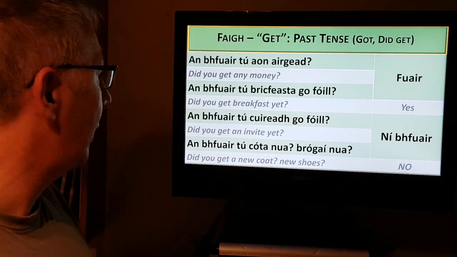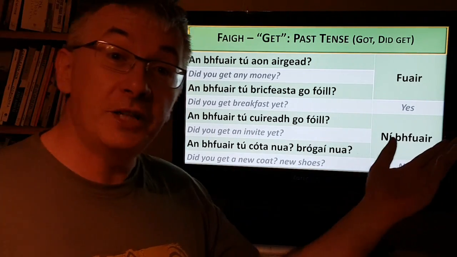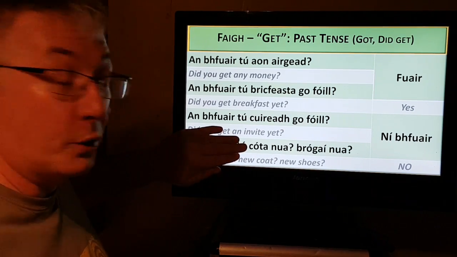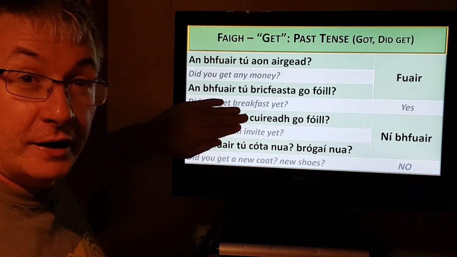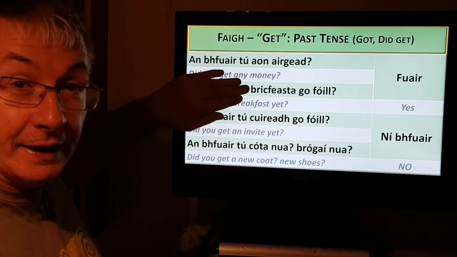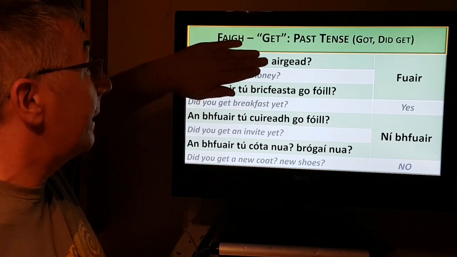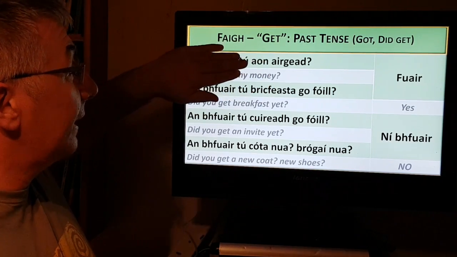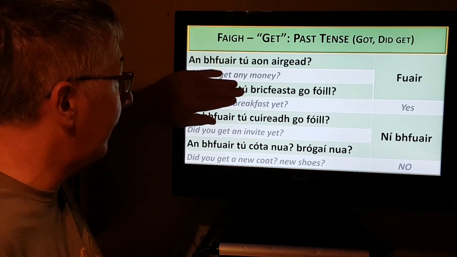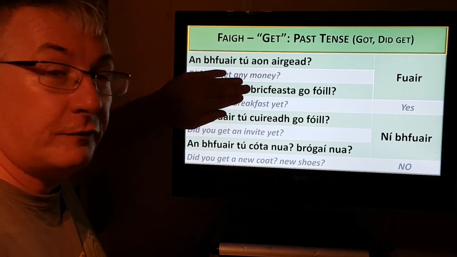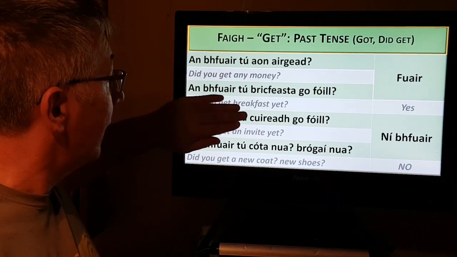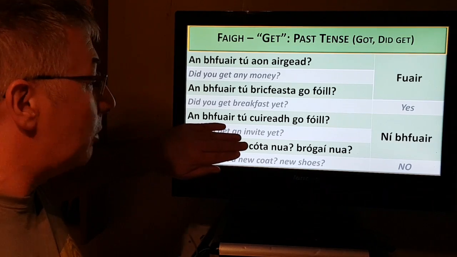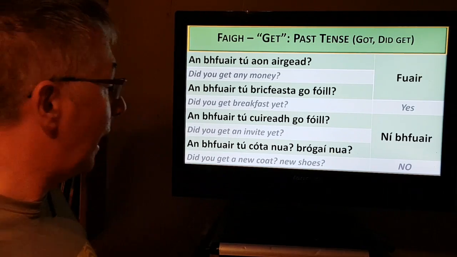Nowhere. Okay, so that's the way that operates. And if you were just offering the information again, you would just say, where my coat nua, I got a new coat. Where my curru, I got an invite. Where my breakfast, I got breakfast. Where my arrogate, I got money. And if you want to make them negative, ni were me arrogate, I didn't get any money. Okay, I'm not happy. Ni were me breakfast go foil, I didn't get breakfast yet. Ni were me curru go foil, I didn't get an invite yet. Ni were me coat nua, I didn't get a new coat.